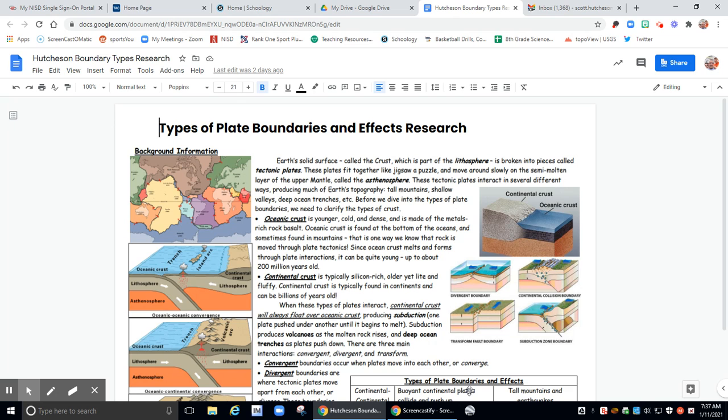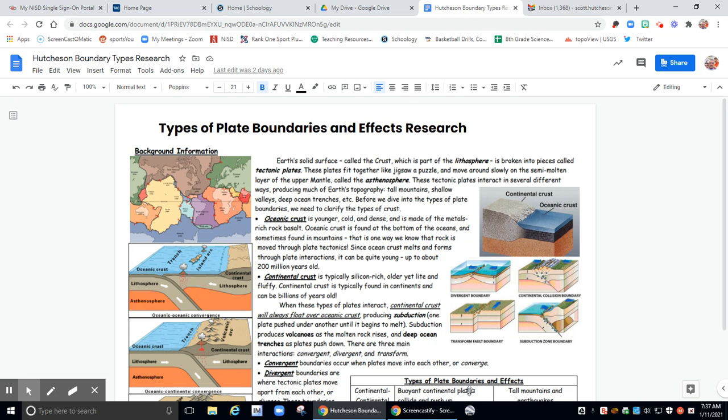It's typically silicon rich, which is a much lighter element, and older, but it is lighter. And I don't know if I would use the word fluffy, it's just less dense. So there's more empty space inside those rocks, more space for air pockets to form. Continental crust is typically found, of course, in the continents and can be even billions of years old, billions with a B.